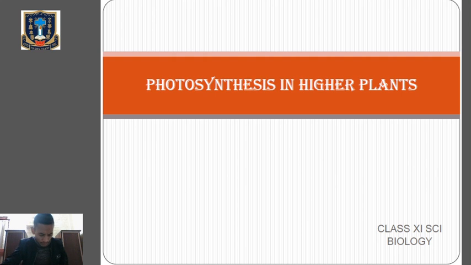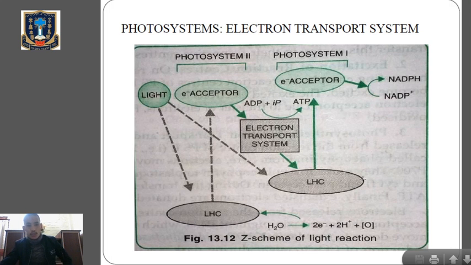Now today we will discuss the electron transport system in photosystem 1 and 2. Clear? So first of all, remember that PS2 will absorb light of wavelength 680 nanometer. It's called P680. Then PS1 will absorb light of wavelength 700 nanometers, which is called P700.